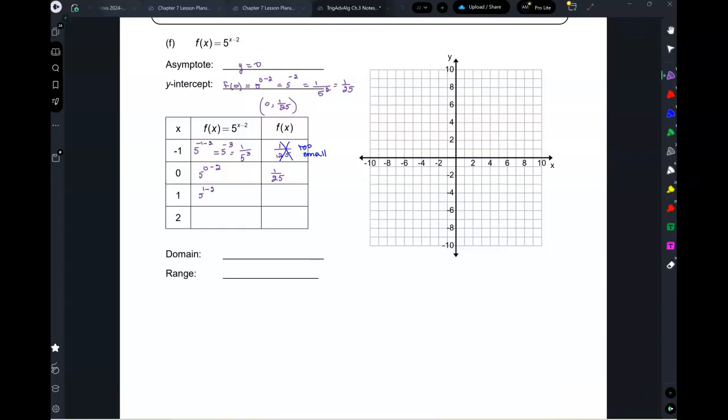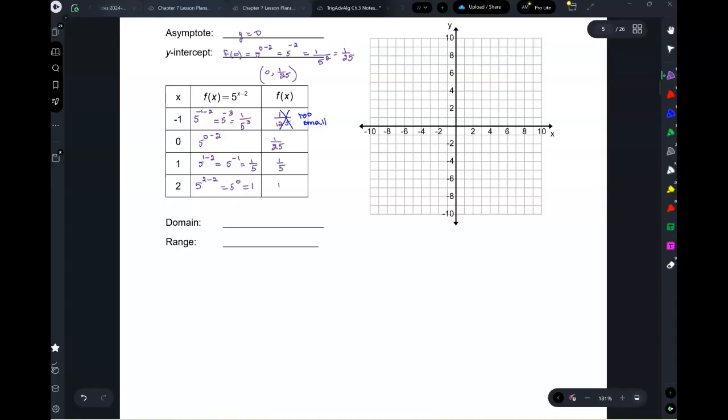5 to the 1 minus 2, 5 to the minus 1, 1 over 5. 5 to the 2 minus 2, 5 to the 0, that's 1. Look at how tiny these numbers turned out. So in this case, I'll just add in an additional number. 5 to the 3 minus 2 is 5 to the 1, which is 5. Those are better numbers to graph, right?